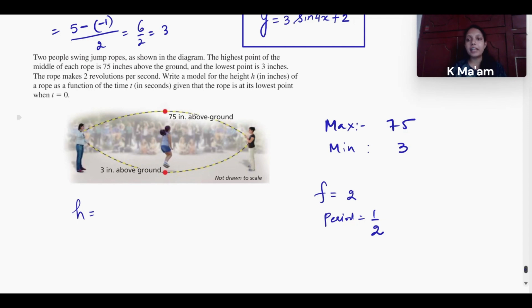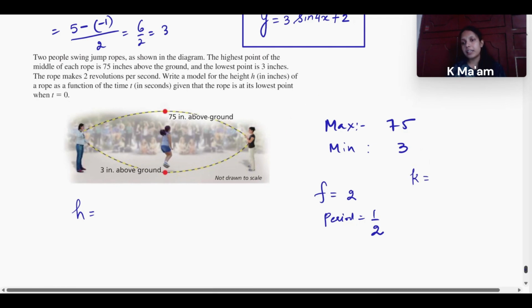We just write the formula to find the midline and amplitude, because the maximum and minimum values are there. So k is equal to (75 plus 3) by 2, which is 78 by 2. 78 by 2: 2 3s are 6, 2 9s are 18, so 39. The midline is 39, so the k value is 39.